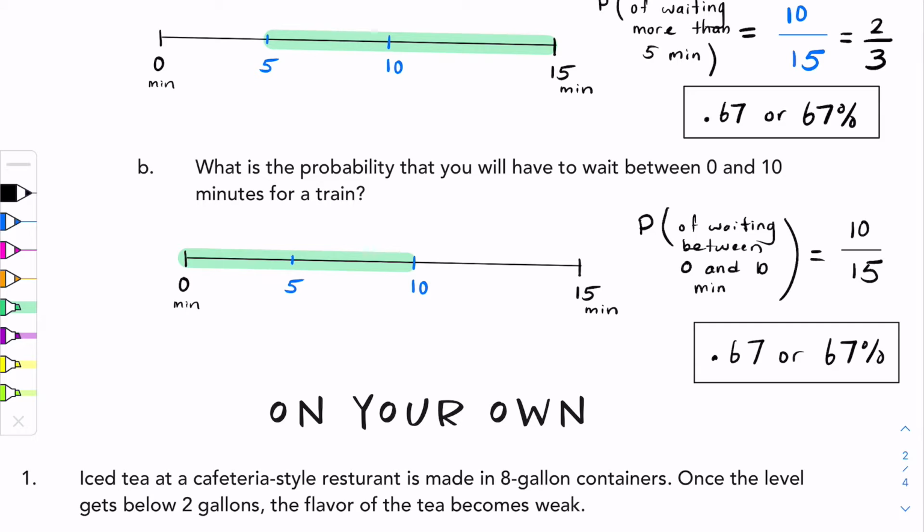What if I asked you what's the probability of waiting between 5 and 10 minutes? Well, that would only end up being a 33% chance. You could probably look at this number line and determine that. If you had to break it down to individual minutes, you could figure that out if you want to. Just use it as a number line. Every tick mark on the number line would represent your minutes.